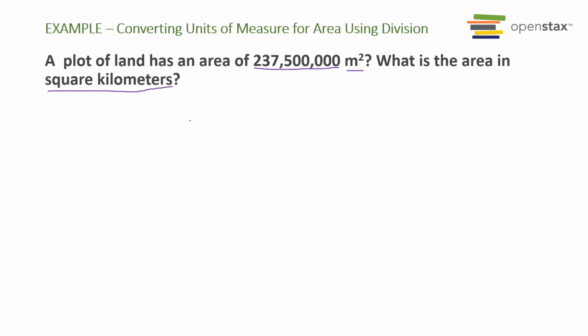I really like this table. So if we do 237,500,000, and that's square meters, we're wanting to go from square meters to square kilometers. So how many square meters are in a square kilometer? Well, we just talked about it. It is 1,000,000.